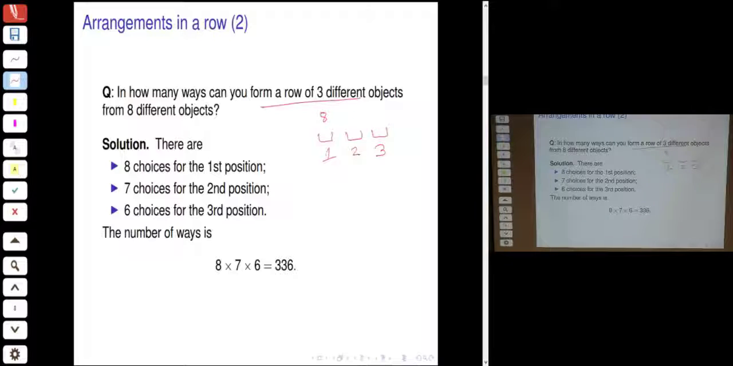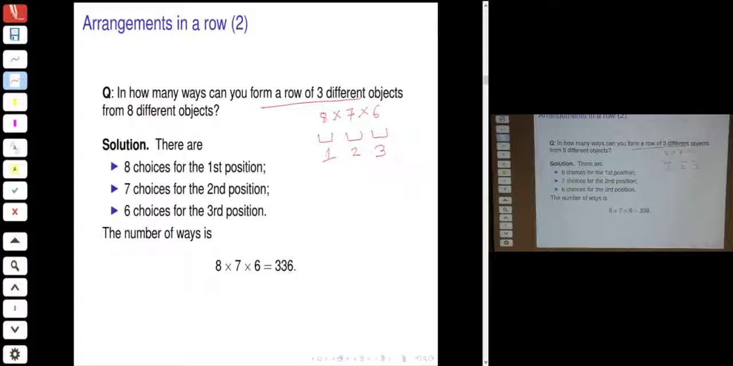For any ball you put in the first spot, you can fill the second spot by any one of the 7 remaining balls, right? So times 7. Now you have 6 balls in your hand, but only spot 3 to fill. So you go to spot 3, you can put any of the 6 remaining balls there. So for each way of filling spots 1 and 2, you can fill up spot 3 in 6 different ways. So times 6. So the logic is exactly the same, but the setting is different.